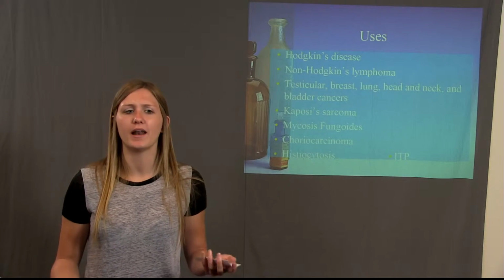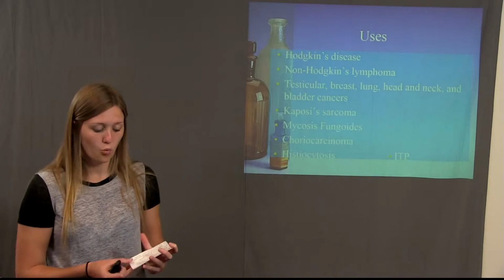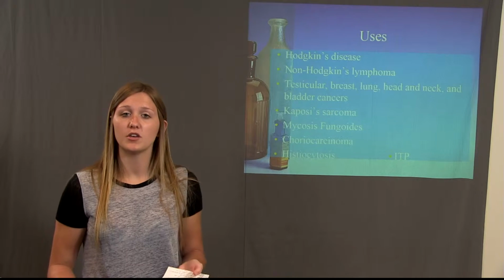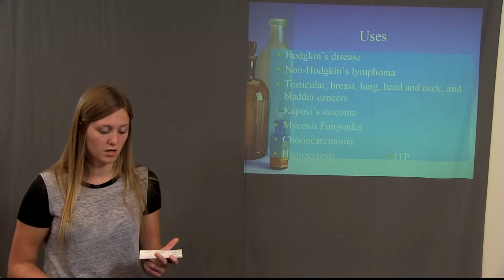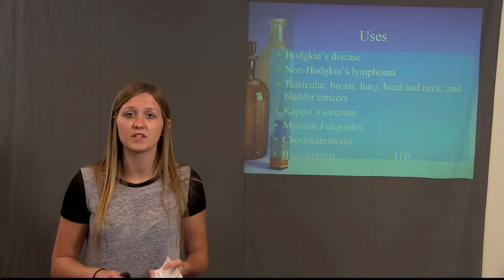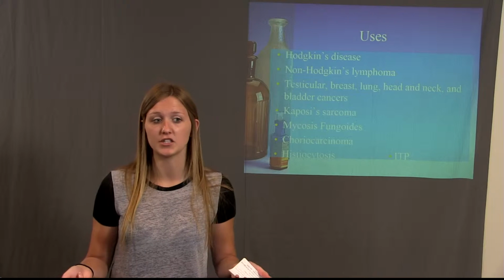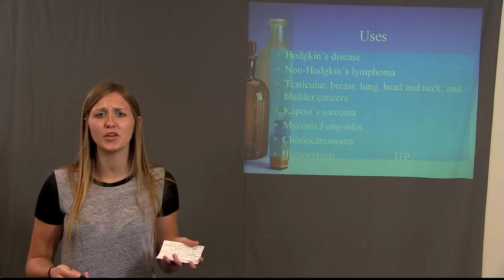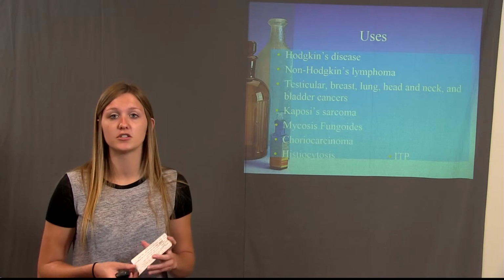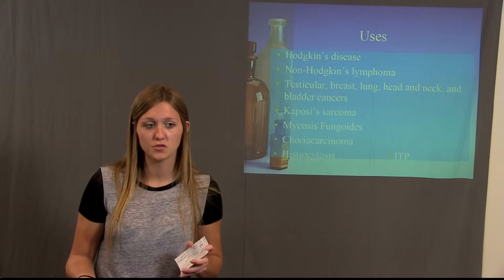So what is Velban actually used for? It can be used for Hodgkin's disease, which is a cancer that starts in the white blood cells. It can also be used for non-Hodgkin's lymphoma, which is a cancer that starts in the lymphocytes. It can also be used for testicular, breast, lung, head and neck, and bladder cancers. It can also be used for Kaposi sarcoma, which is a cancer that starts from the cells that line the lymph vessels or the blood vessels.